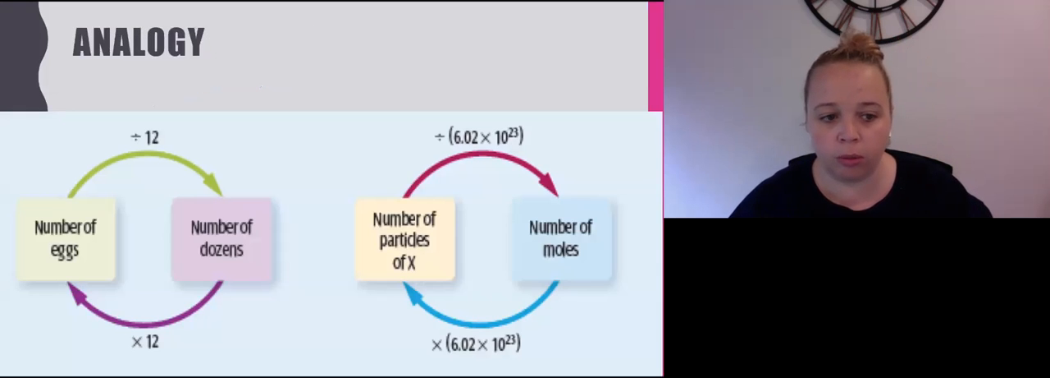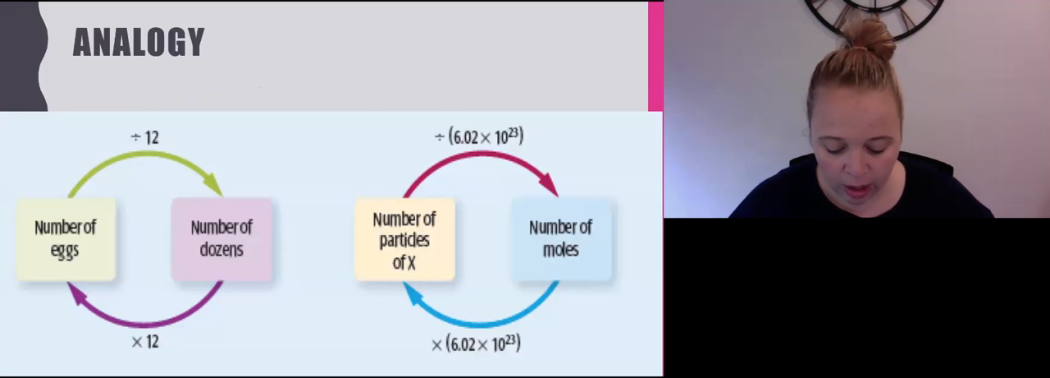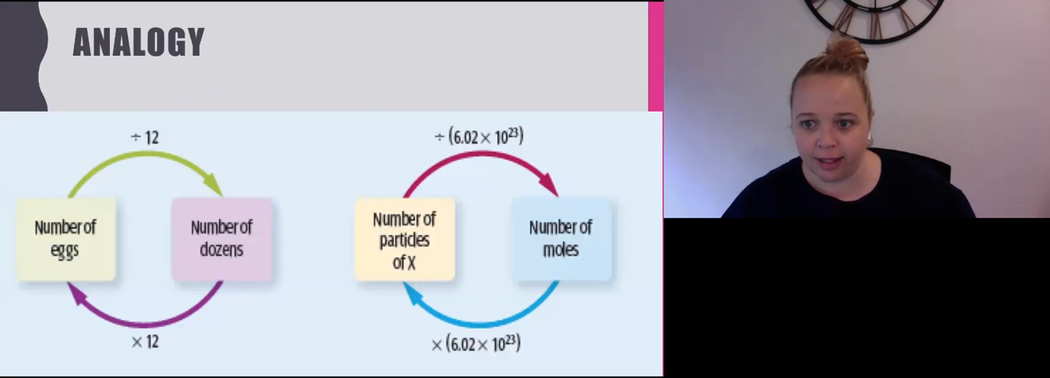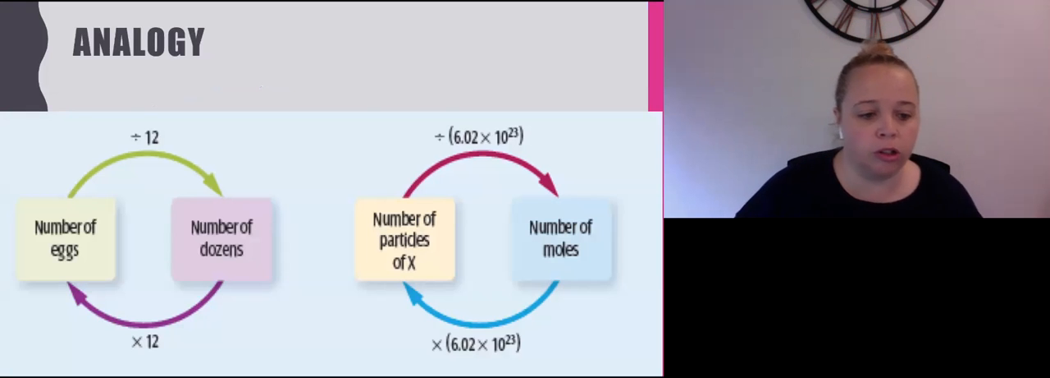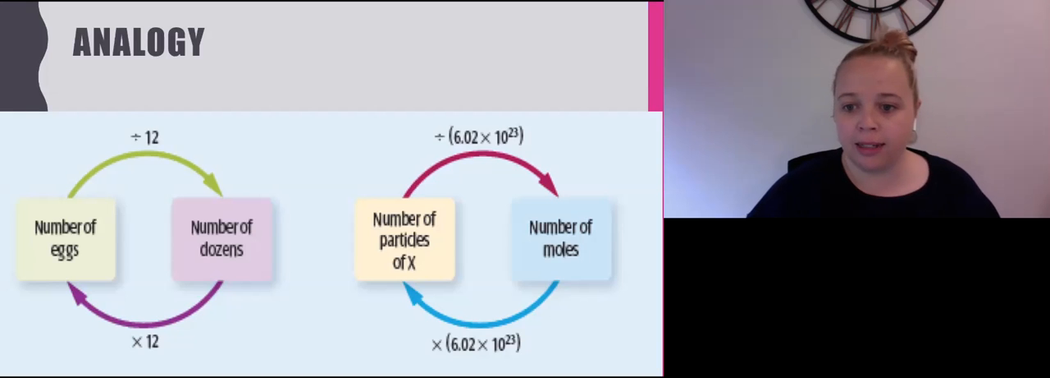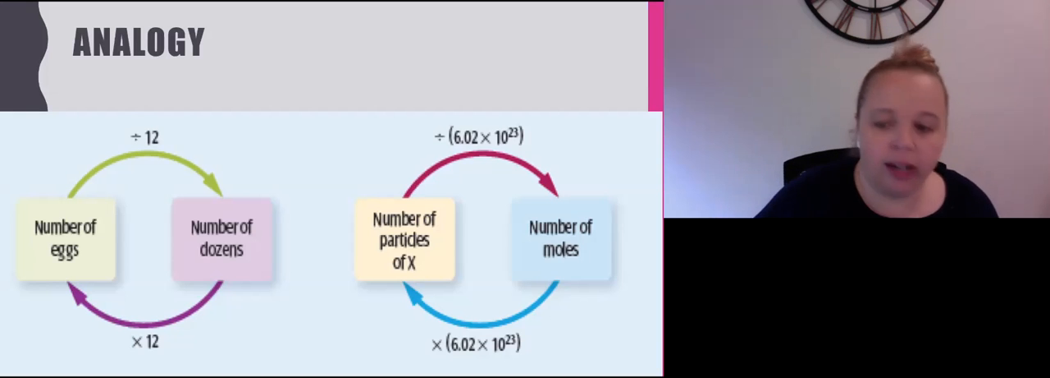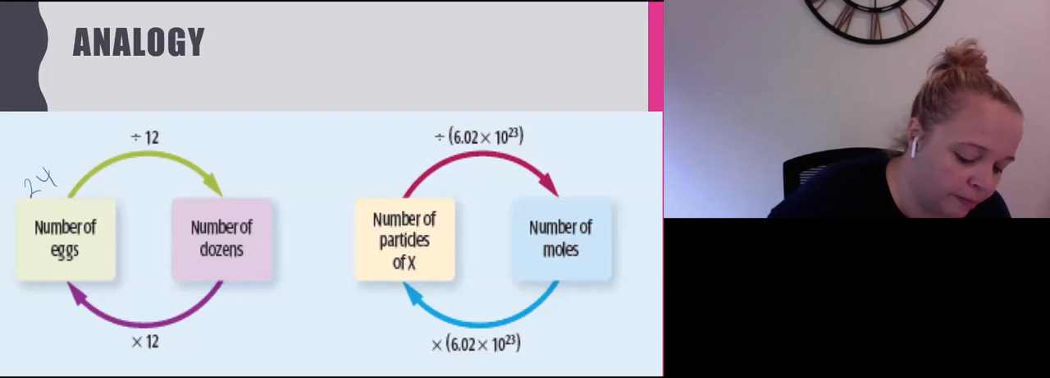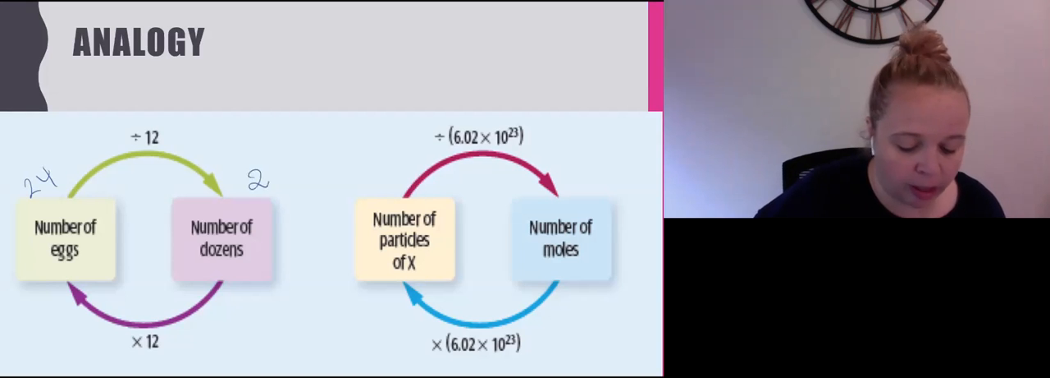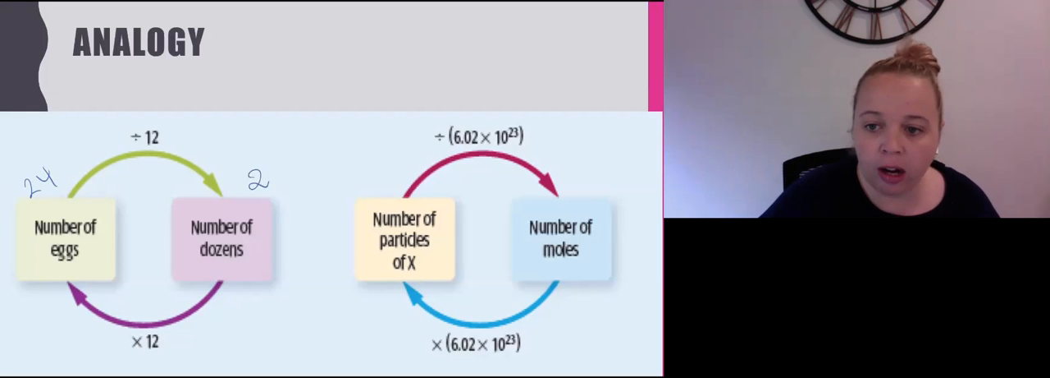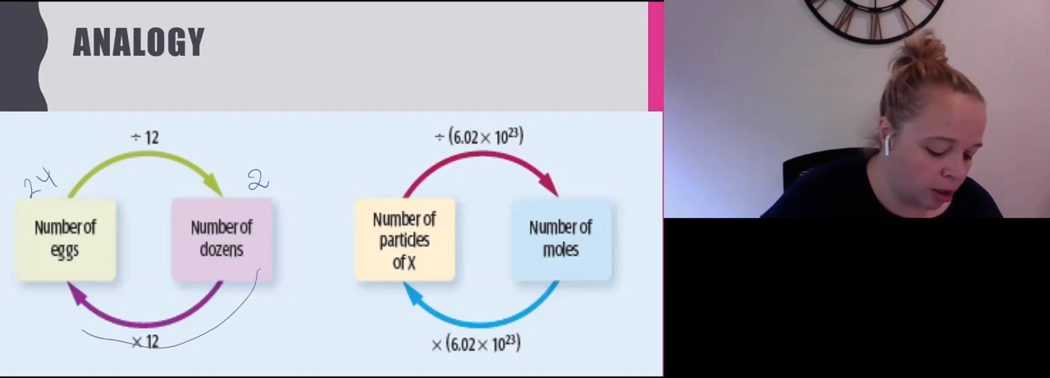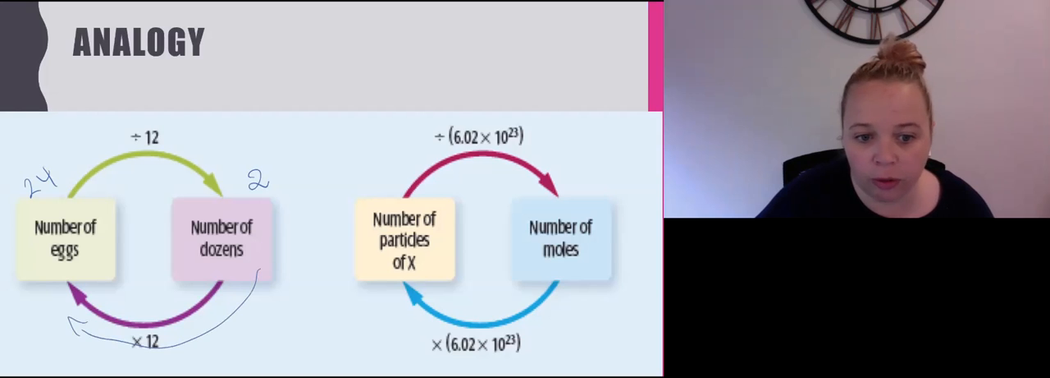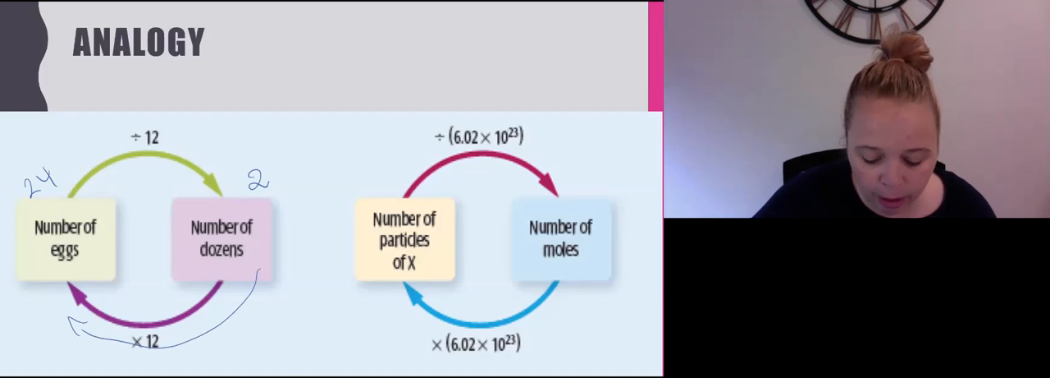So what we can do is we can use the analogy of eggs. If you look at how many dozen eggs you have, if you count up how many eggs you had, say you had 24 eggs, you would divide it by 12 and that would give you 2 dozen. If you said I have 2 dozen eggs, you would times by 12 to get back to 24. It's exactly the same with the number of particles and the number of moles.